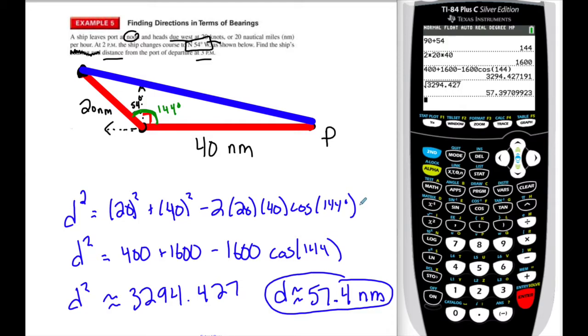In other words, the distance that we've traveled from the port, if we're right here, is 57.4 nautical miles. And if you think about it, first I'm shooting 40 degrees away, but then as I go up, I'm moving not only north, but I'm also continuing to move west. So that is going to contribute there as well.